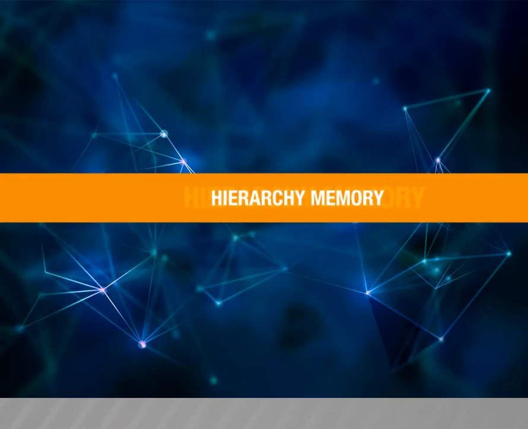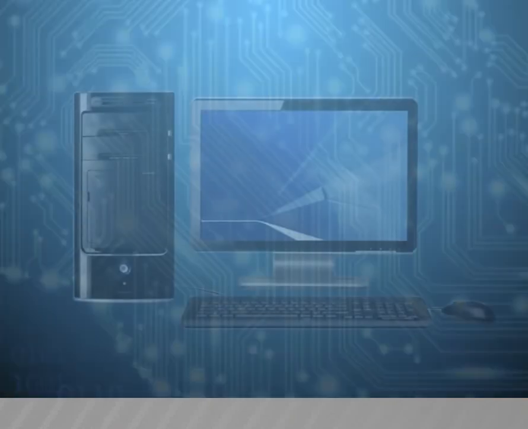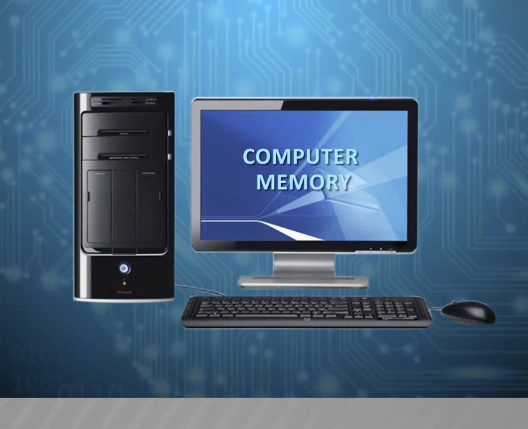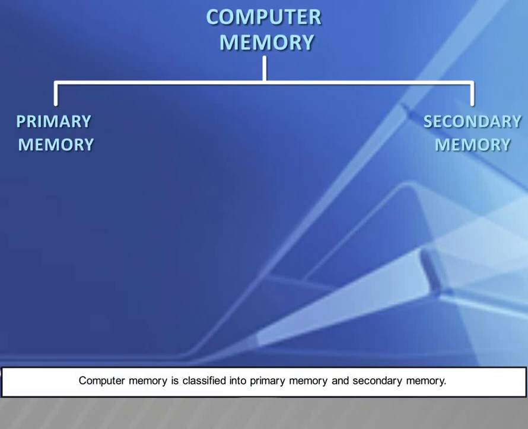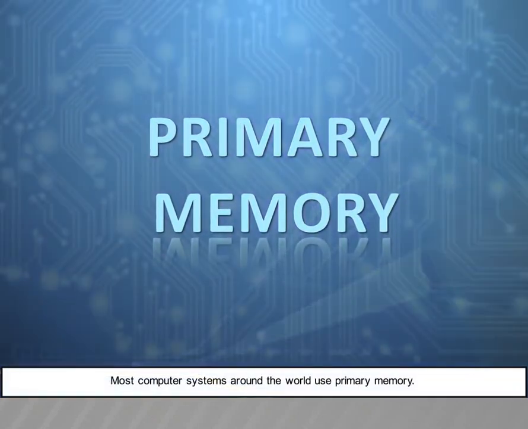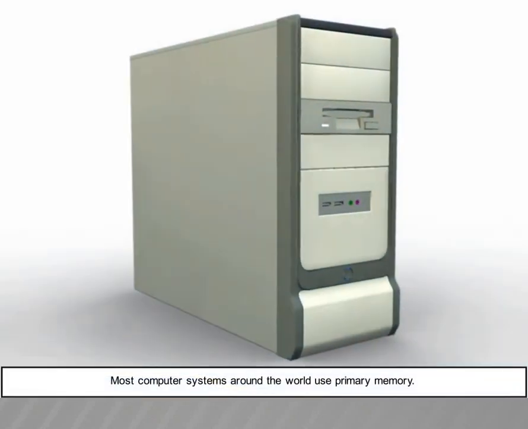Hierarchy memory. In this video, we are going to see about the hierarchy memory. Computer memory is classified into primary memory and secondary memory. Most computer systems around the world use primary memory.